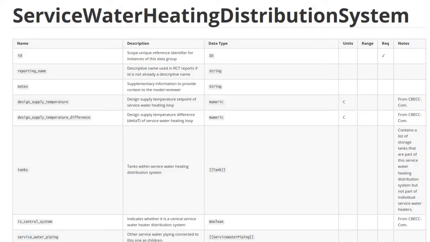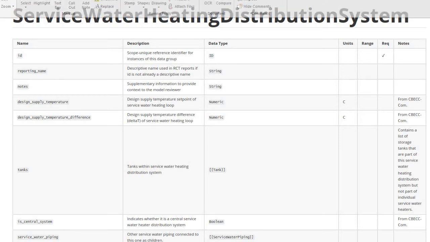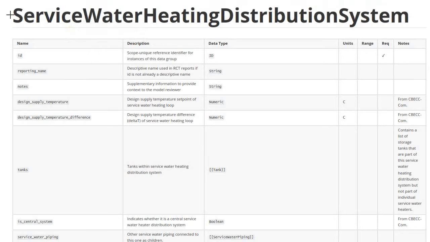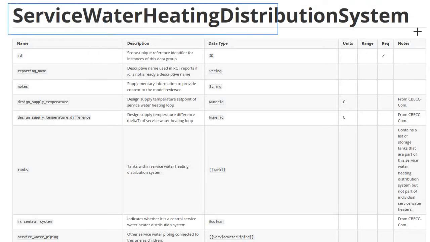So we're going to start with the distribution system and the piping today. So service water heating distribution system, as I said, is similar to how fluid loops work.